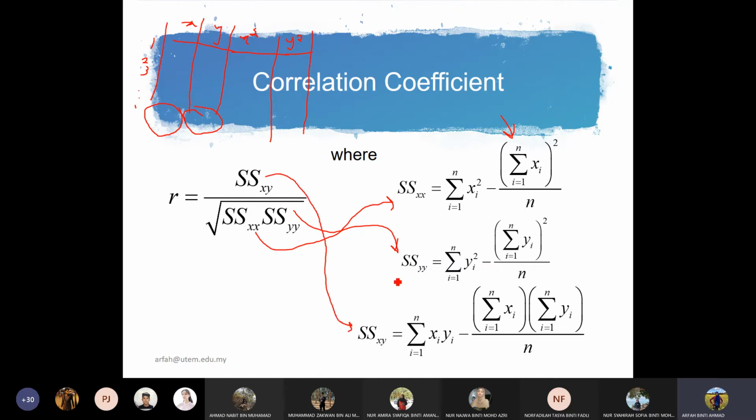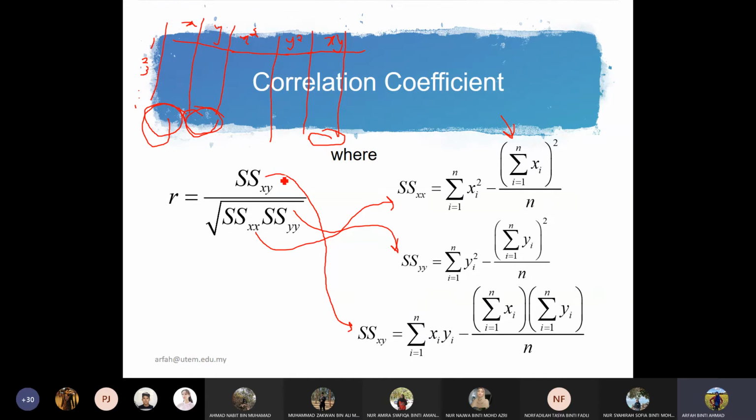SSXY yang ini adalah summation bagi x darab y. Awak akan ada satu kolom baru dekat sini. X darab y and then kira berapa nilai dia, jumlahkan. Okay. Jumlahkan, dapatlah summation bagi x darab y. Okay. Tolak dengan summation bagi x dekat sini, summation bagi x. Darabkan dengan summation bagi y in here, bahagikan dengan n.